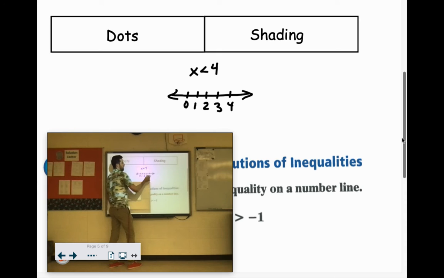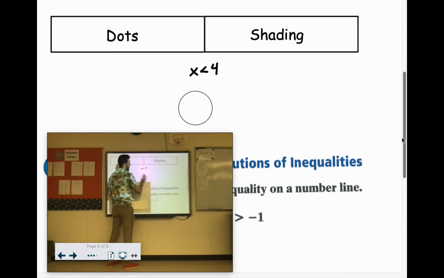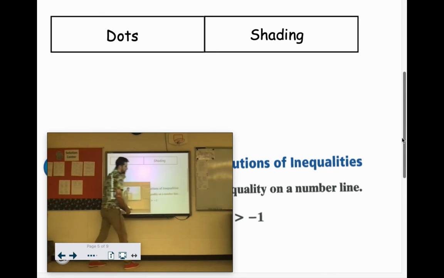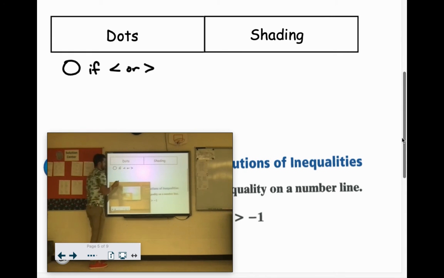And it's going to look like this. And it shades to the left because this shows it's any number to the left of 4. Any number less than 4 is a solution. So you're going to have a dot, and you're going to be shading one of the ways. So I'll try to tell you the way that I can remember it the easiest. So dots, it's going to be an open dot if it's less than or greater than. It's going to be a filled in dot if you have the or equal to's.